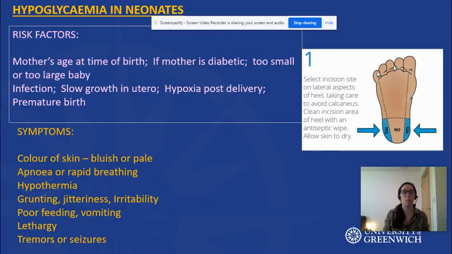Next one is hypoglycemia itself. Sorry, I think my dog is trying again. No? He's given up. Sorry.